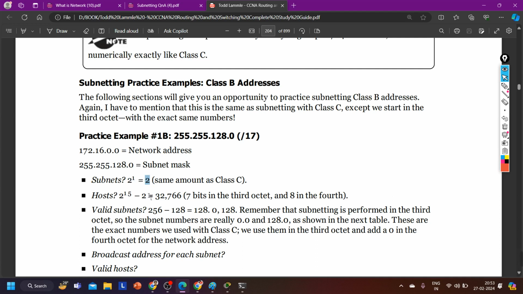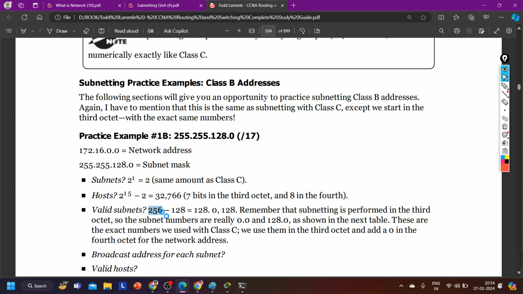And how to find the valid hosts? 2 to the power h minus 2. So guys, if n is 17, then h will be what? 15. So 2 to the power 15 minus 2, you will get the valid hosts. So how many valid hosts are there in one network? 32766, right? 7 bits in the third octet and 8 bits in the fourth octet. Is it clear to everyone? Yes, sir.